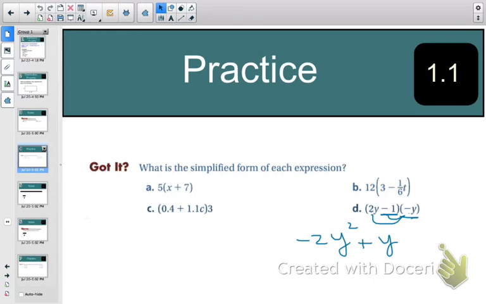Okay, you guys can go ahead and try A, B, and C. You could pause in 3, 2, 1, go. All right. Good job doing all of those. I'm sure you did all of them and got them all correct.